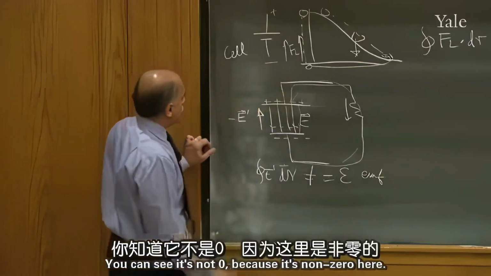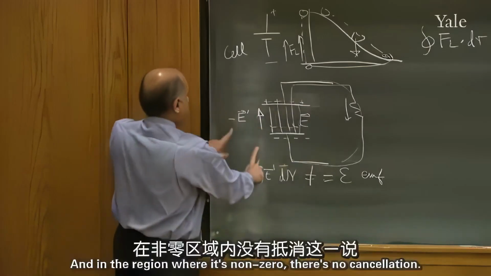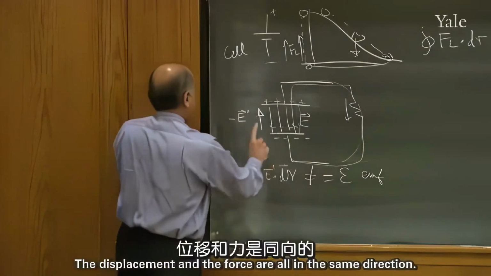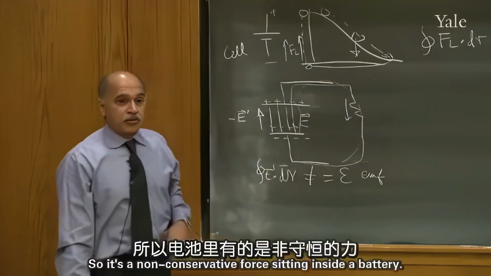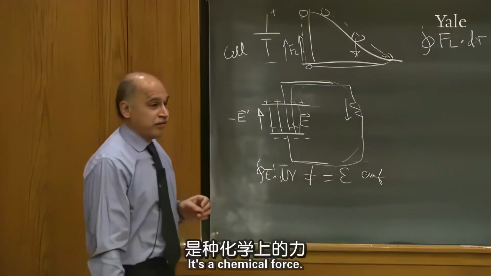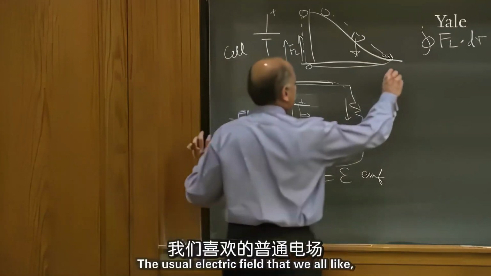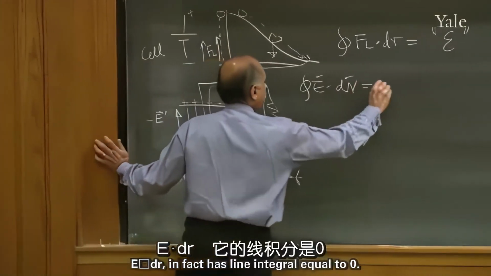You can see it's not 0 because it is non-zero here. Everywhere else it is 0. And in the region where it's non-zero, there's no cancellation. The displacement and the force are all in the same direction. So it's a non-conservative force sitting inside the battery. It's a chemical force. The usual electric field that we all like, E dot dr, in fact has line integral equal to 0.